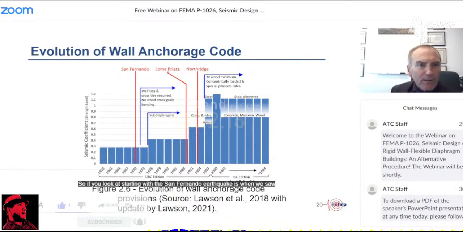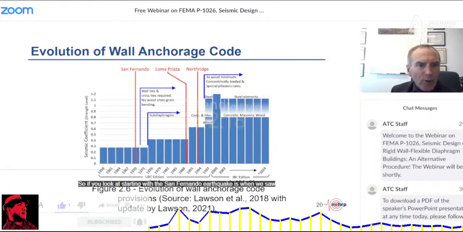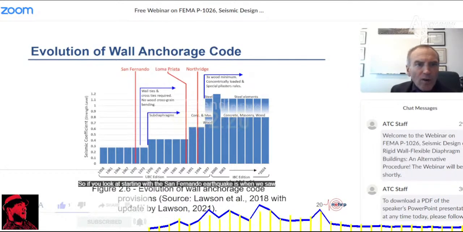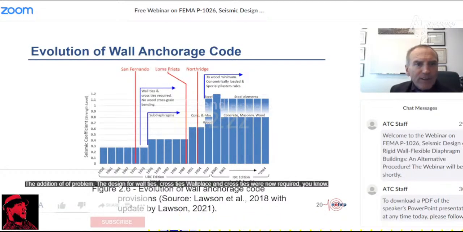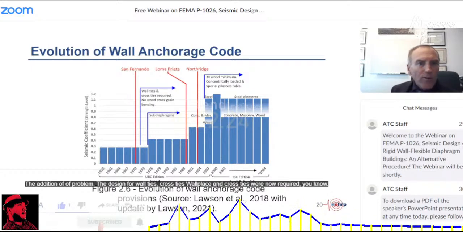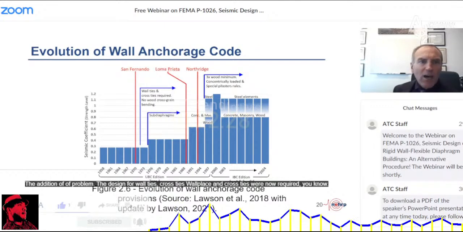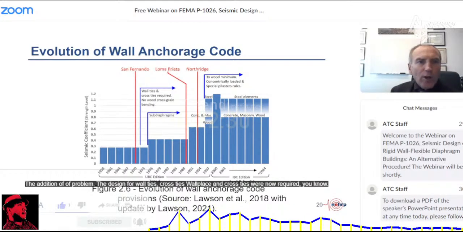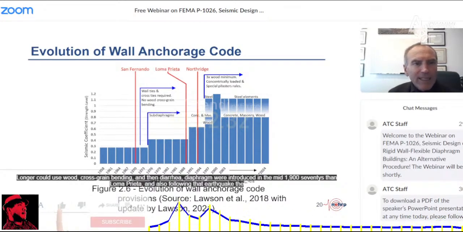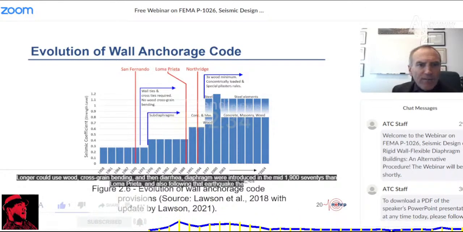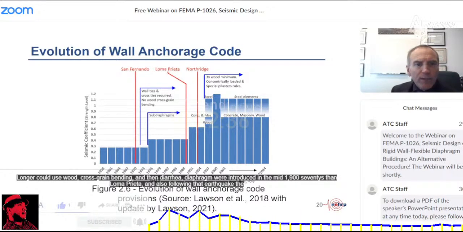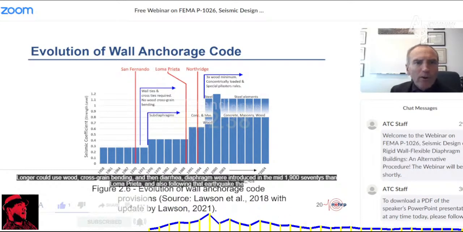So if you look at starting with the San Fernando earthquake, is when we saw the addition of the design for wall ties, cross ties. Wall ties and cross ties were now required. You no longer could use wood cross-grain bending. And then sub-diaphragms were introduced in the mid-1970s, then Loma Prieta.